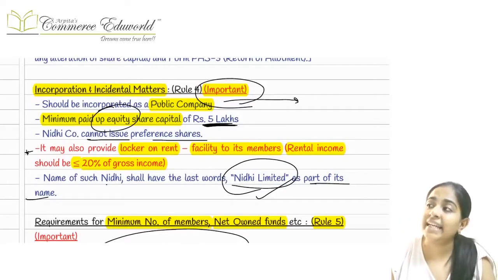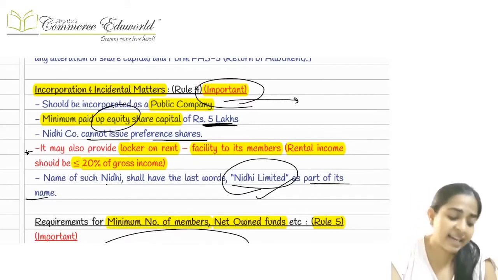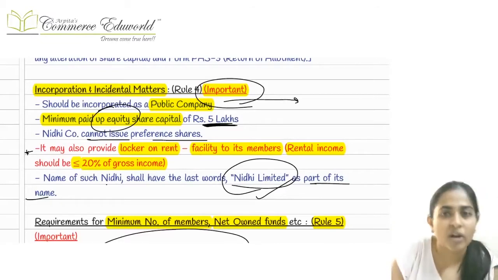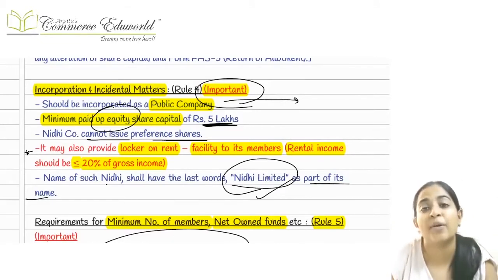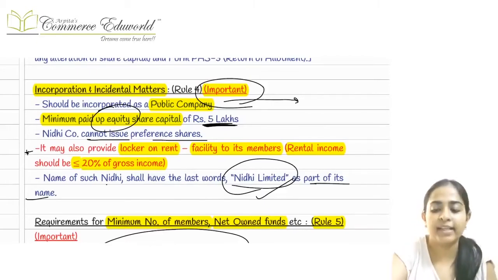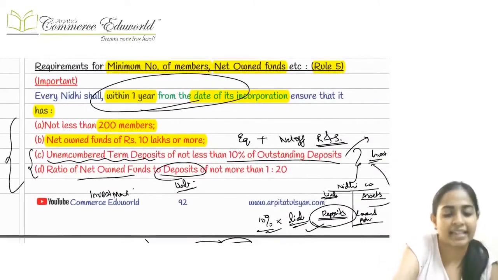A Nidhi company can give locker facility on rent to its members. But there is an important condition here, that is the rent that you are receiving from this locker facility should not exceed 20% of the total income. Means this should not be a key activity.